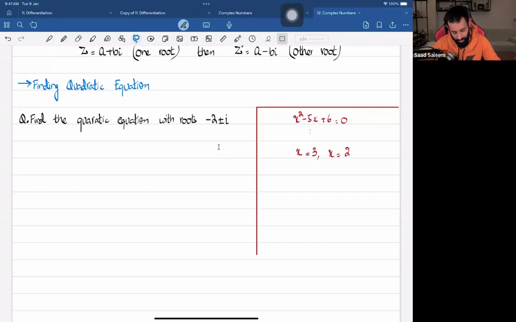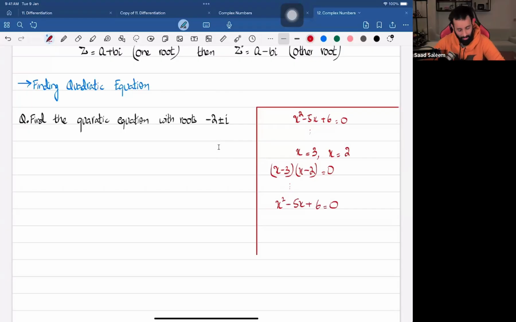Plug in the values. No, you won't plug in the values. This is what you're going to do. You're going to do x minus 3 into x minus 2 equals 0. And this way, when you expand, you will go back to the quadratic equation, which is x squared minus 5x plus 6 equals 0. Okay, good job. Now, there is another way.